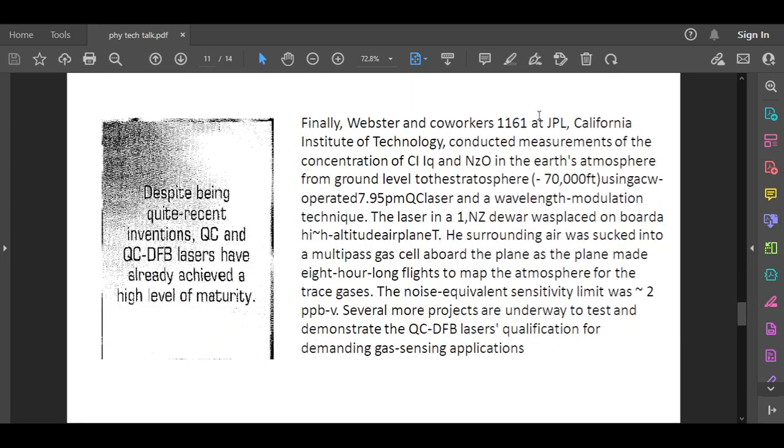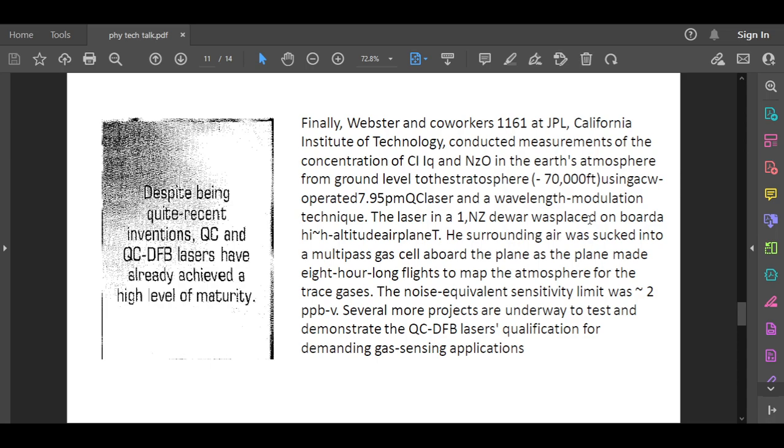Finally, Webster and co-workers at JPL, California Institute of Technology, conducted measurements of the concentration of CH4, N2O and other gases in the Earth's atmosphere from ground level to the stratosphere. Using the wavelength modulation technique, the laser was placed on board a high altitude airplane. The surrounding air was sucked into a multiple pass gas cell aboard the plane as the plane made 8 hour long flights to map the atmosphere for trace gases. The noise equivalent sensitivity limit was 2 ppb.